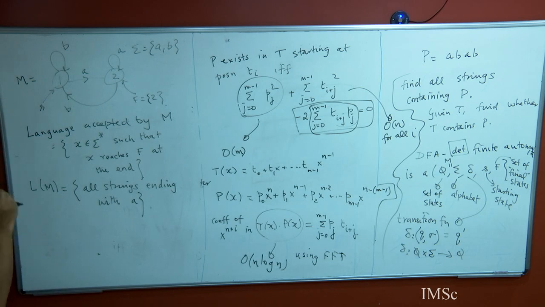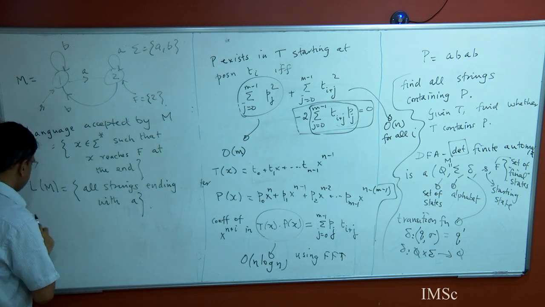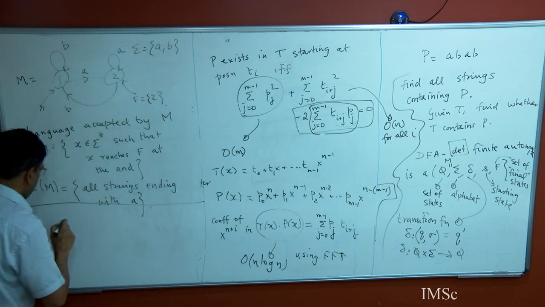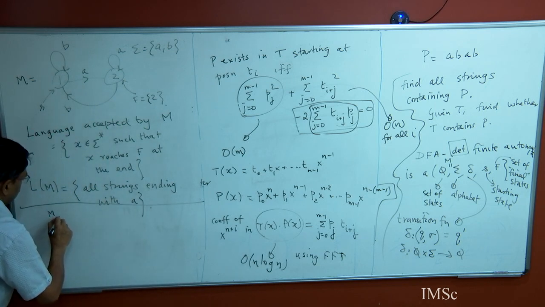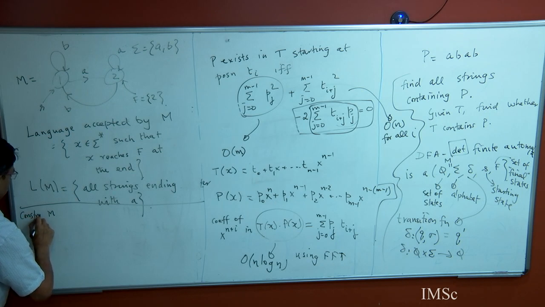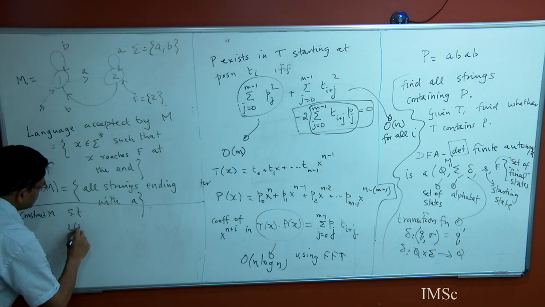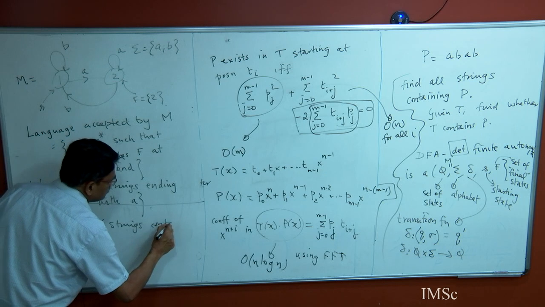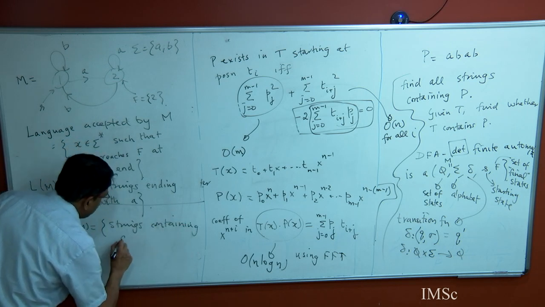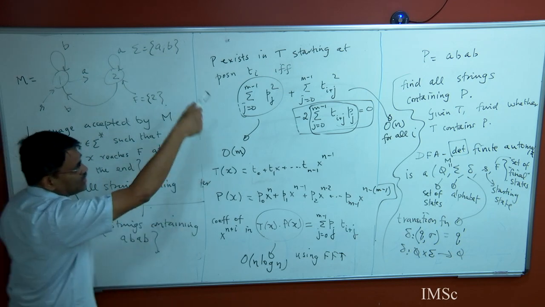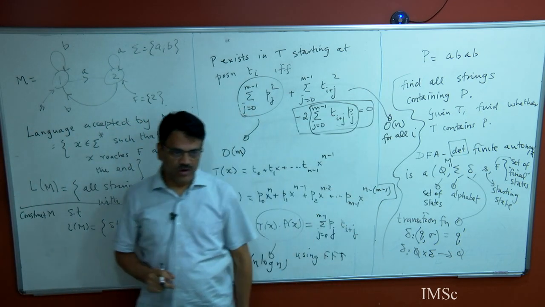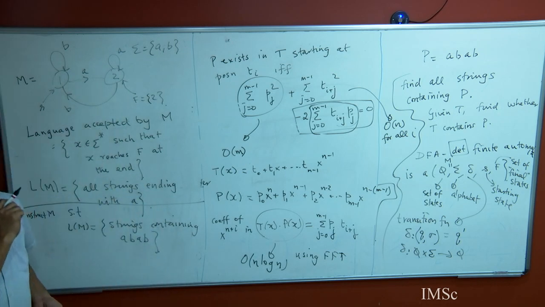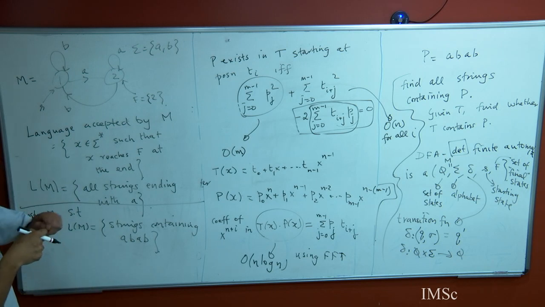Now let us say I want to construct a machine M such that the language accepted by the machine is all strings containing AB. That is my pattern, and the pattern is given to you in advance. Pre-process it and construct a finite automaton such that any string that contains AB, that particular pattern, when you run it through your machine, will reach an accepting state.